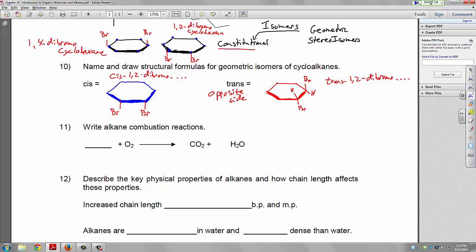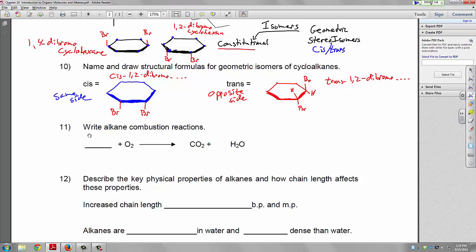But so trans means opposite sides. And cis is the same side. And these are geometric or stereoisomers, or if you wish, cis-trans isomers. We will have some other types of stereoisomers later, but in the first few chapters here in organic, we're just going to talk about cis-trans isomers.